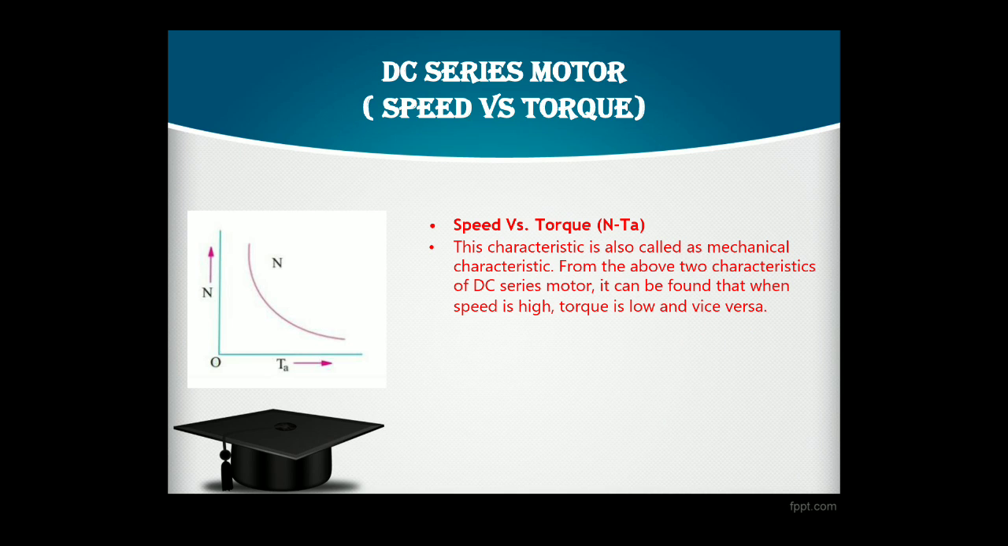From the above two characteristics of DC series motor, it can be found that when speed is high, torque is low, and vice versa. Okay, so this is an inversely proportional characteristic. So these are the three characteristics of DC series motor. Now we can discuss the characteristics of DC shunt motor.